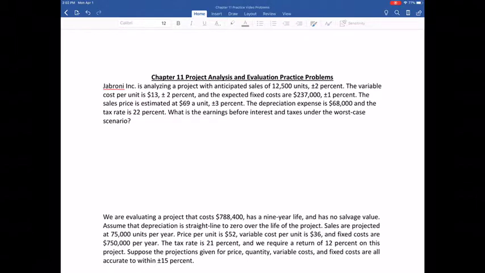So for the two problems that I have here, we run the scenario analysis where we have a best case and a worst case and a base case scenario, and we look at what the cash flows are, and eventually the net present value under these different scenarios. As you can see in this first problem, Jabroni Incorporated, we have all of our base case information of 12,500 units being sold, what the variable cost per unit is, the fixed costs, and also what our sales price and depreciation are, all these different values that are the base case for this particular project.